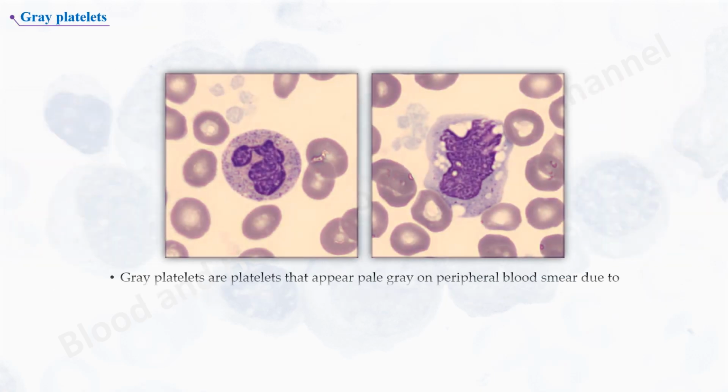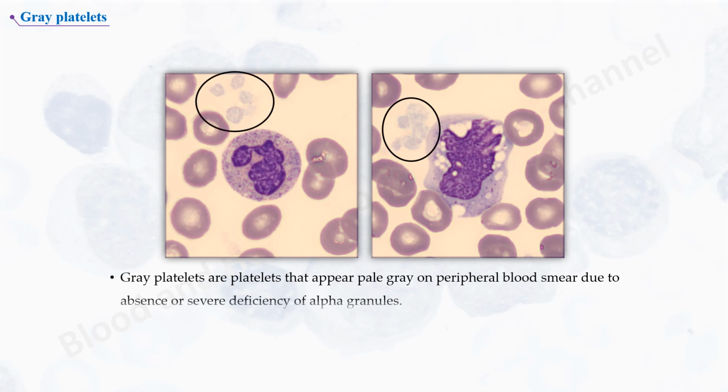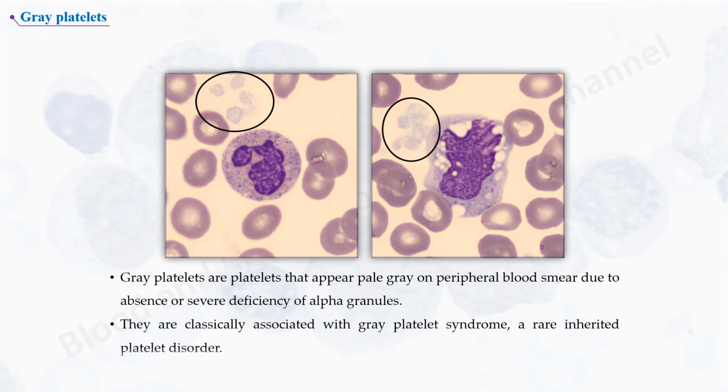Gray platelets are platelets that appear pale gray on peripheral blood smear due to absence or severe deficiency of alpha granules. They are classically associated with gray platelet syndrome, a rare inherited platelet disorder.